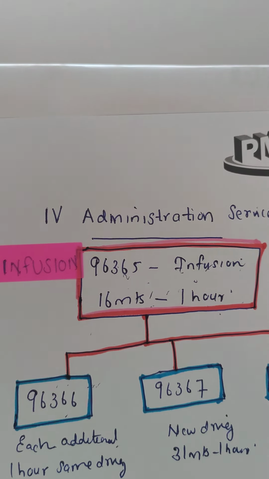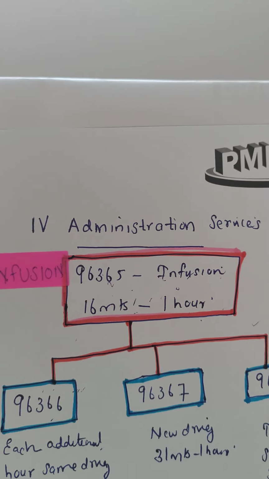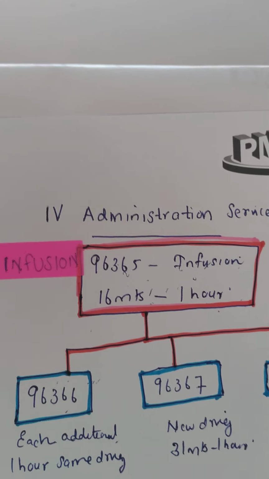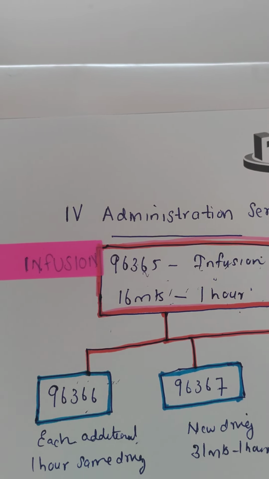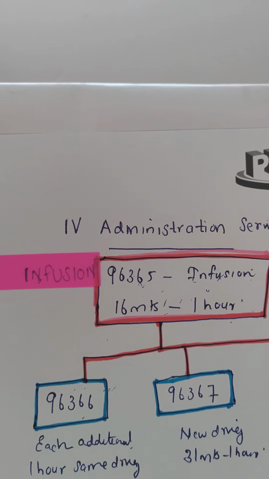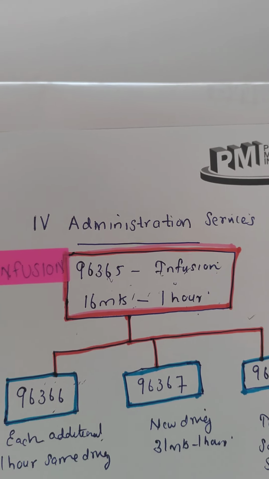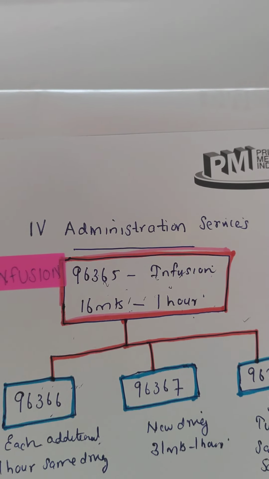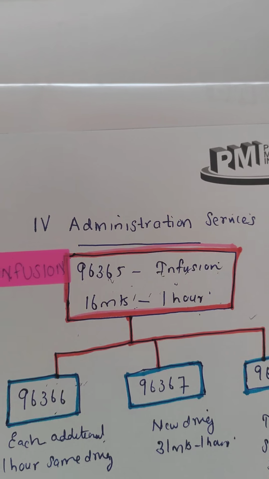Today we are going to discuss a new topic, IV administration services. First we are going to discuss infusion. The infusion's primary code is 96365 and the time is 60 minutes to 1 hour.